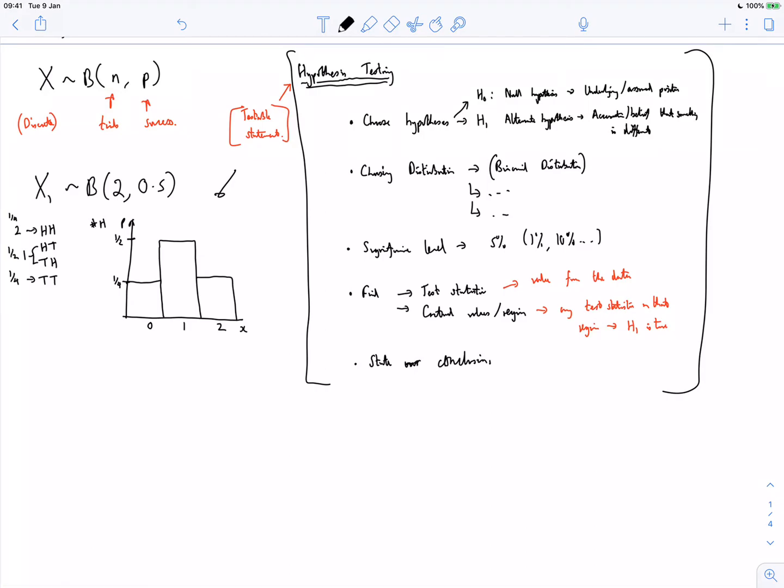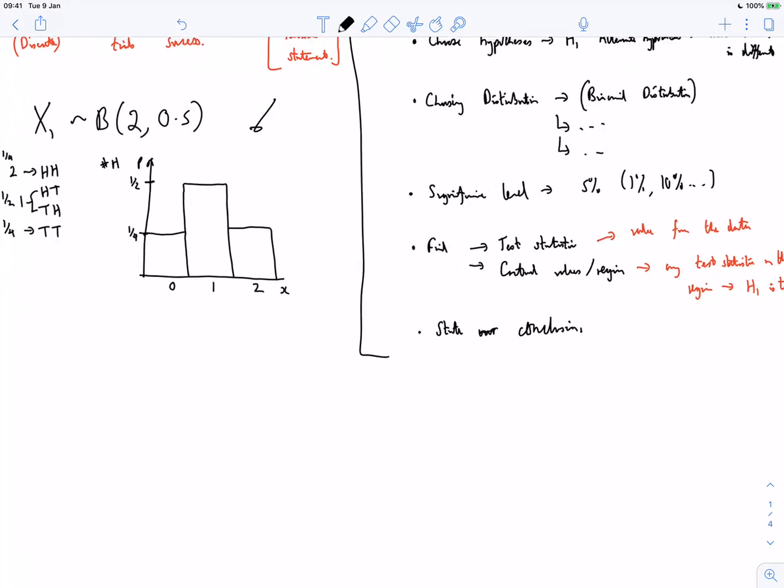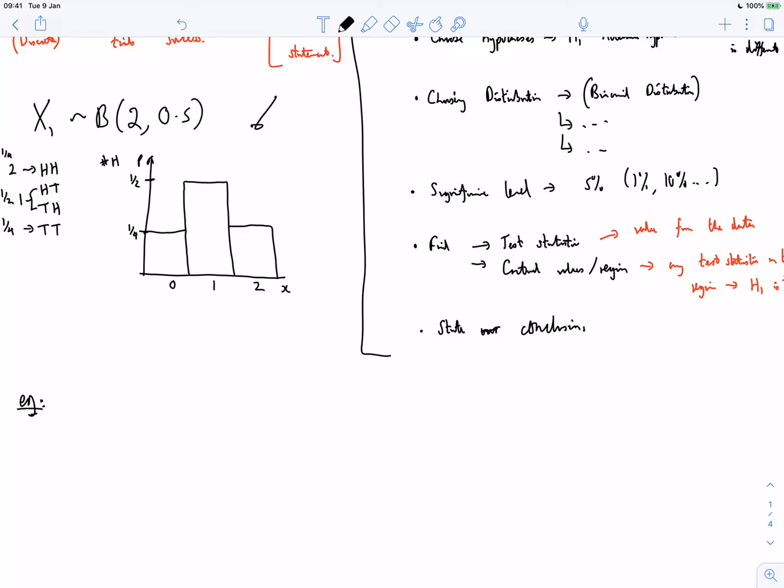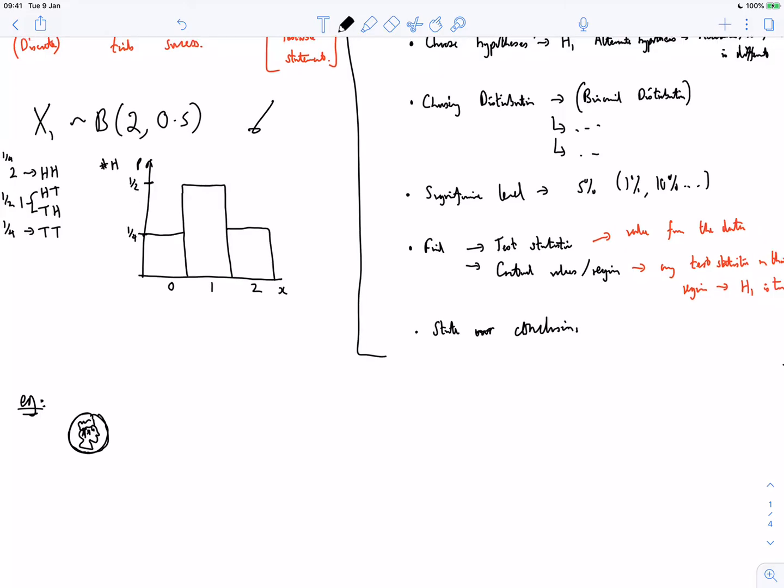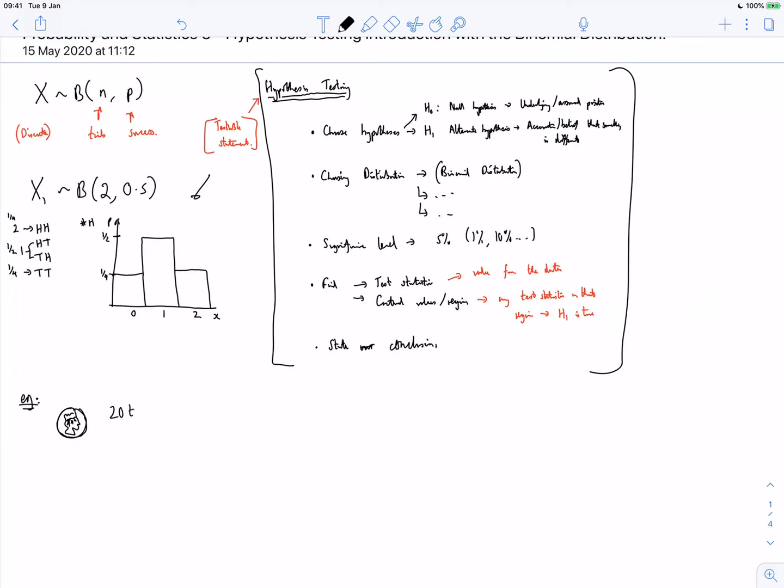Let's take an easy example. Let's suppose I've got a coin. There it is, there's my coin, and here's the head, kind of, with the crown. Right, there's my coin, very bad coin. And this coin is flipped 20 times, and I get a heads 15 times.